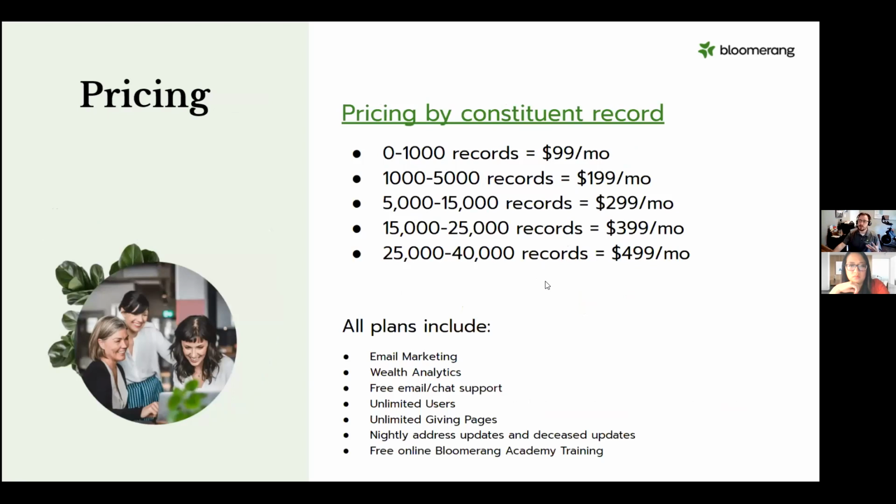Lastly, pricing. All pricing is by number of constituents in your database. It's technically by households, so if you have people in a household, it's only priced per household record. We have pricing tiers, 0 to 1,000, 1,000 to 5,000, and so on. All of our pricing is also on our website. We publicize all of that; we don't really hide anything from you all. All of our plans include the email marketing tool, some basic wealth analytics, email and chat support, unlimited users, giving forms, the address updates, and some free training.